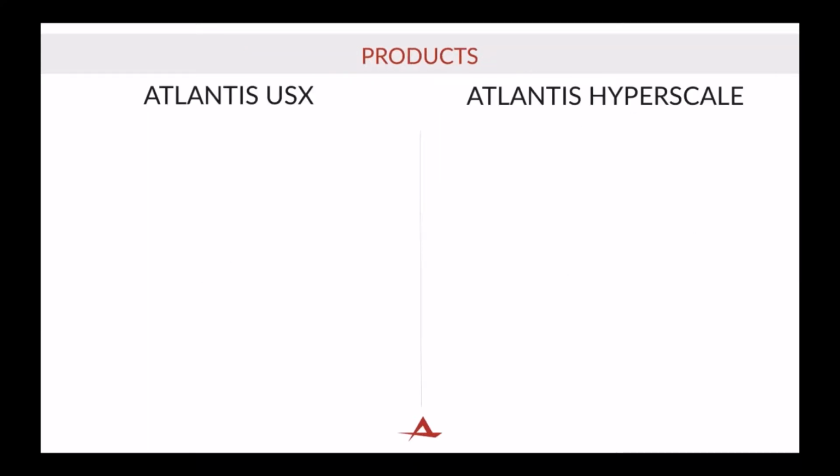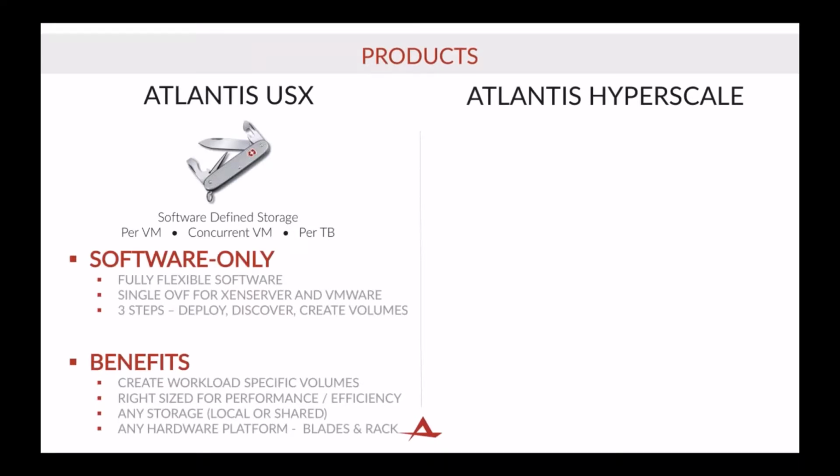So the two products that we have today are, of course, Atlantis USX. It's software-defined storage, with different licensing models based on per VM, concurrent VM, or even capacity-based. Of course, it's software only, so buy it, download it. Even USX CE is a fully fledged Atlantis USX product, and basically allows you to create flexible, optimized storage using hardware you already have in your data center.